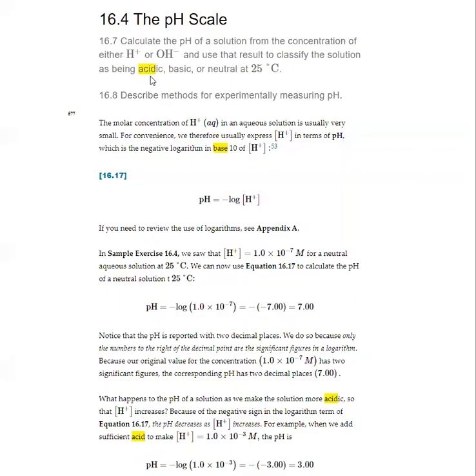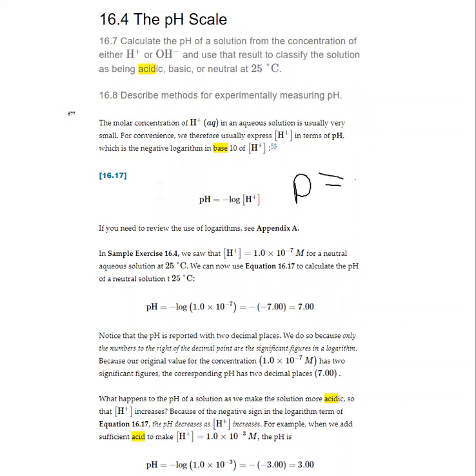Section 4, the pH scale. So we're going to talk about the different ways of assessing whether something's an acid or a base and how to calculate the pH, which is the acidity level. So pH is defined as the negative log of the hydronium concentration. This will help answer everything.